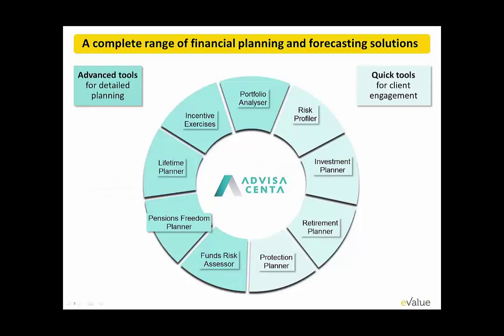We have Lifetime Planner and Pensions Freedom Planner. Now, these are two cash flow modelling tools. The Lifetime Planner is for pre-retirement and through to retirement, whereas the Pensions Freedom Planner focuses a lot more closely on the retirement options and how to make money last you through retirement. And Fund Risk Assessor is a tool that is used by many fund managers to look at the fund options that they have and see where they are in the risk matrix overall.